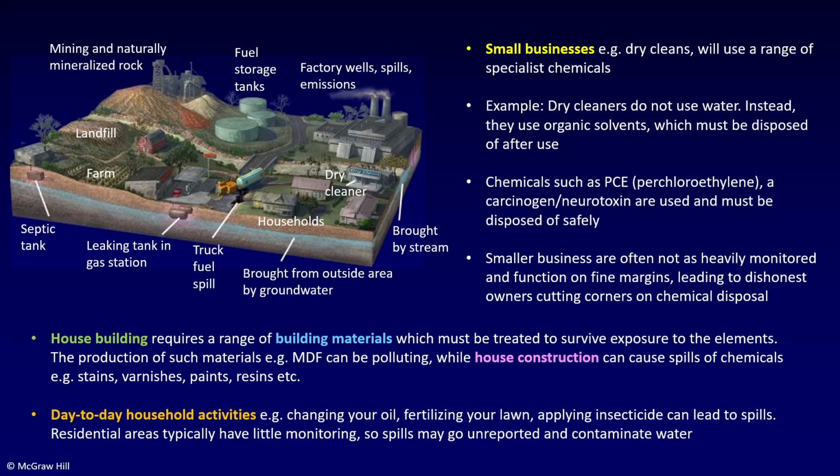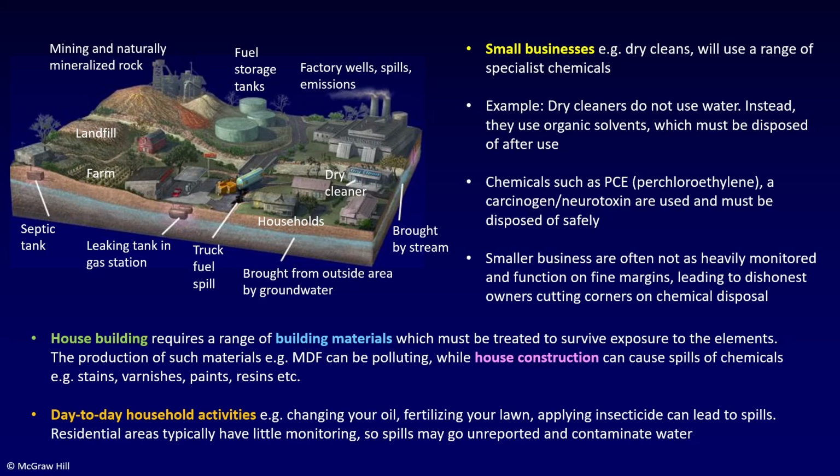Now, in terms of the day-to-day household activities, they can cause contamination through things like changing your car oil and not disposing of it properly, fertilizing your lawn, just like farming. When it rains, some of the chemicals from that fertilizer will simply be washed off your lawn and into nearby drains. Same goes for insecticides. So there's also a whole range of residential chemicals which can be used in houses as well. The kind of stuff that you use to clean your bathroom or maybe clean your deck at the back of your house, for instance.